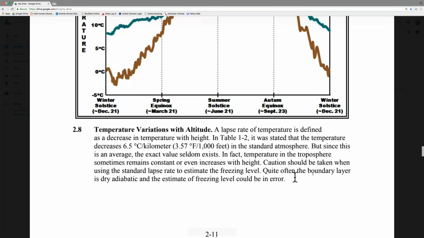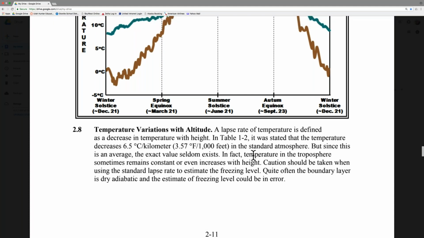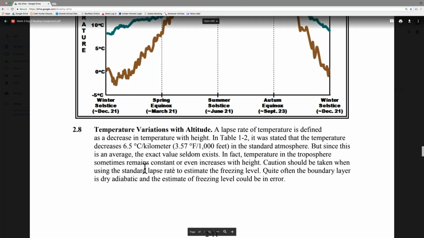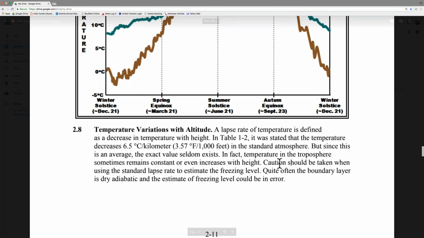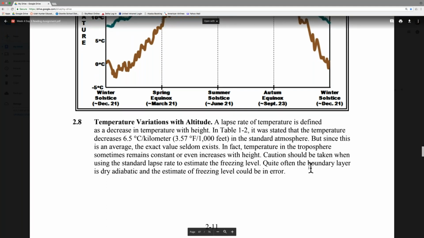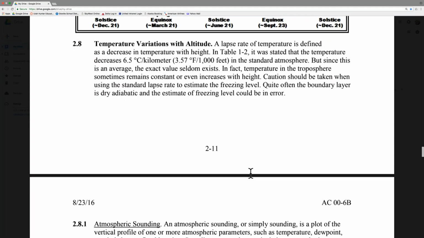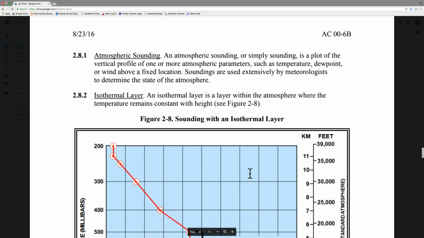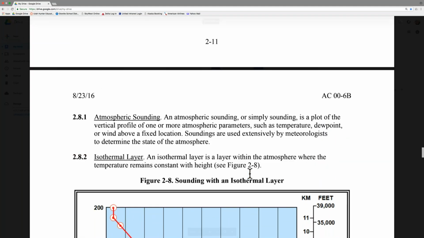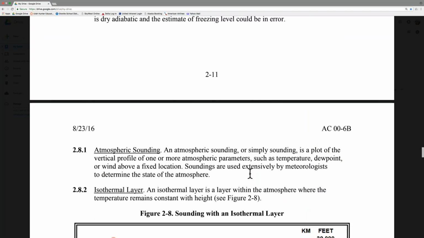That's in the standard atmosphere, but since this is an average, the exact value seldom exists. In fact, temperature in the troposphere sometimes remains constant or even increases with height. So this leads into two different types of lapse rates. We have dry adiabatic and wet adiabatic lapse rates.